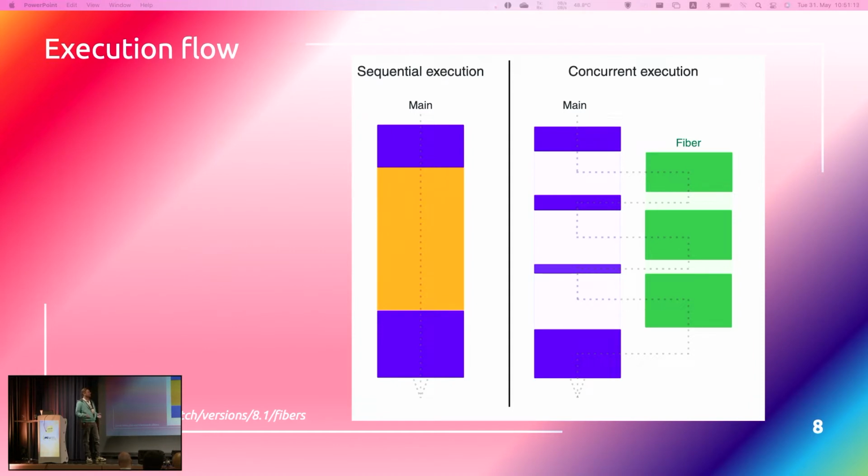And we have a fiber way of doing things. That means we run our code, we run our main program, and then at some point we start a fiber. It jumps out of the main execution flow, executes the fiber until it's suspended or terminated, and then comes back to the main execution. So one important thing is that the fiber pauses the entire execution stack.